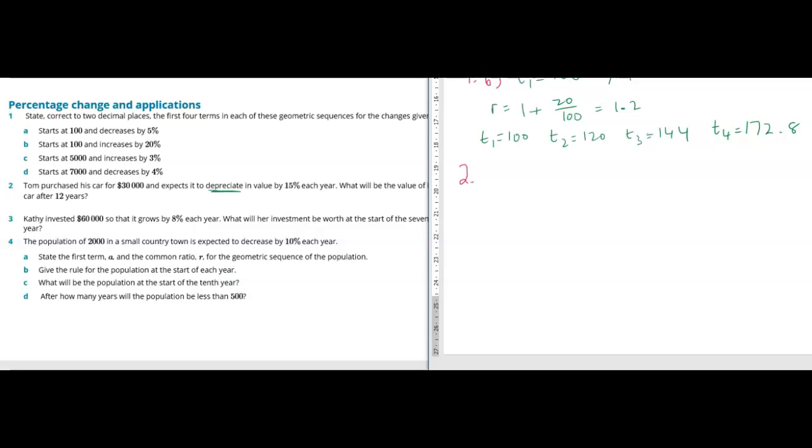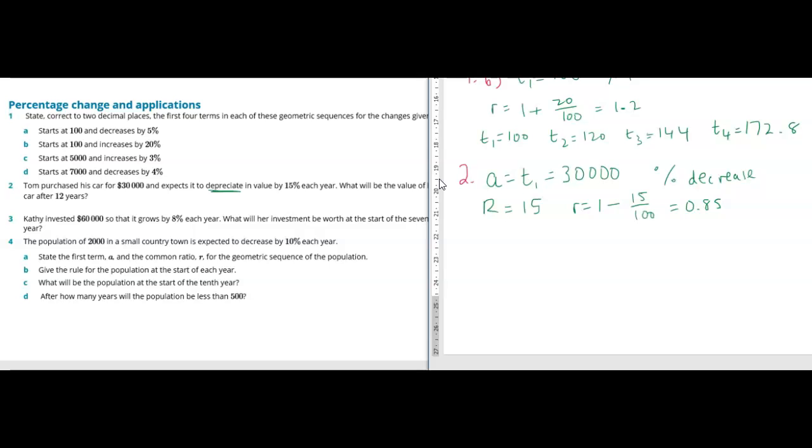So let's identify everything. Our value of A, remember our initial value, which is also T1, is 30,000. That's what we start off with. We are going down, so we're doing a percentage decrease, and R is equal to 15. So that means we have to calculate lowercase r. So r is 1, because it's decreased, 1 minus 15 over 100. And you can do that on your calculator. You'll get 0.85.